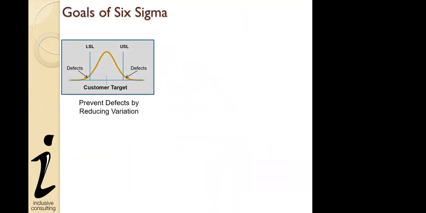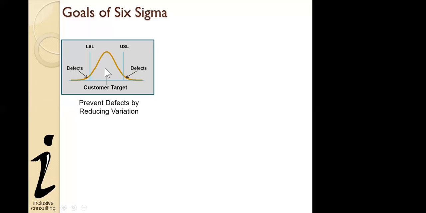So what are the goals of Six Sigma? Like we said, we are talking about in terms of the customer. So our focus is always on the customer. What is the customer's requirement? One of the aspects is that Six Sigma works in three ways altogether. The first aspect is that you've got a customer target in the center.